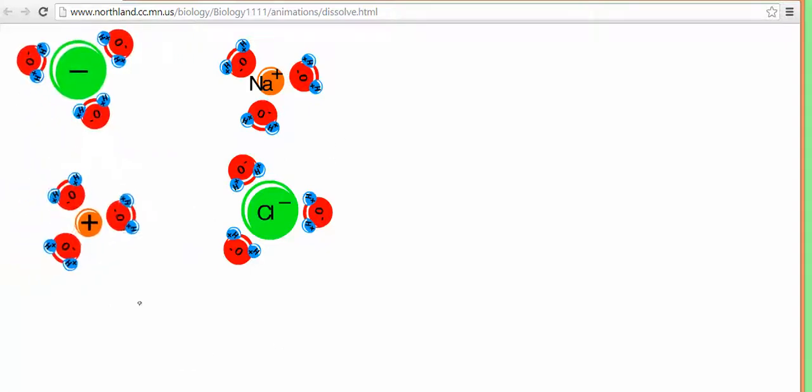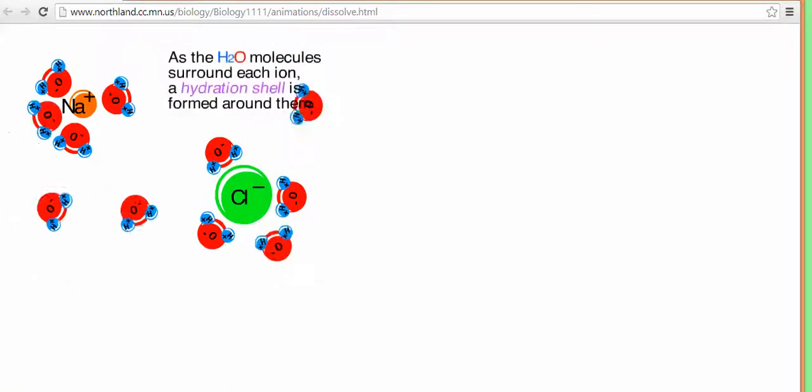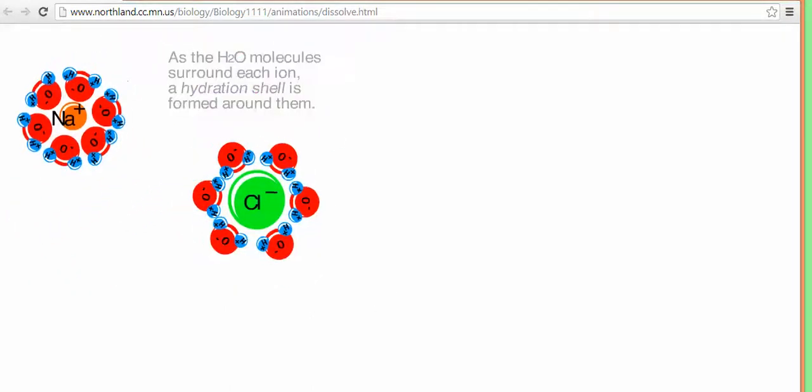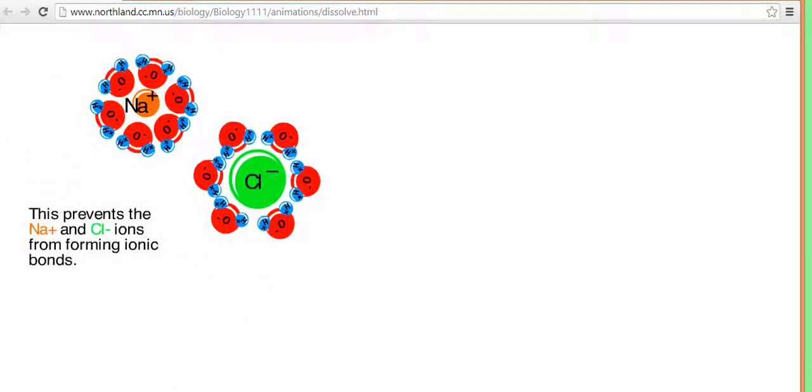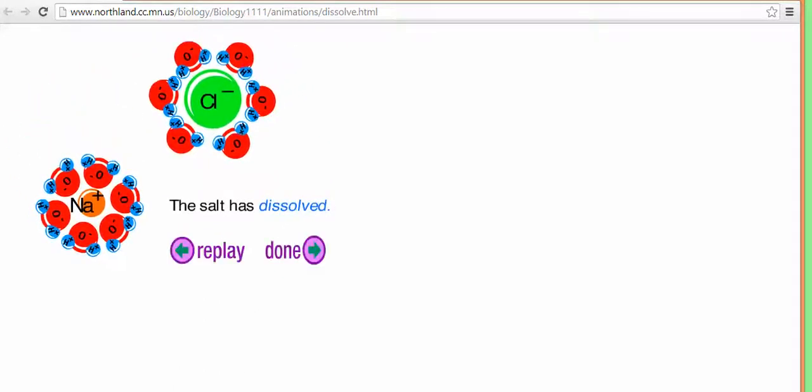And then, to keep these from going back together, the water molecules just surround each ion with what's called a hydration shell. And that keeps them from recombining until the water molecules slowly evaporate, and when there aren't enough water molecules to keep these from reconstituting, then they will.